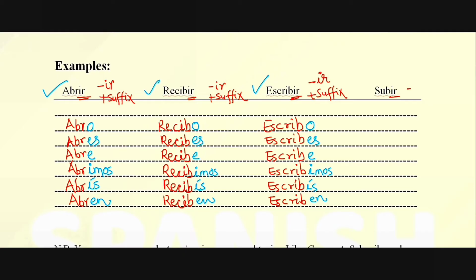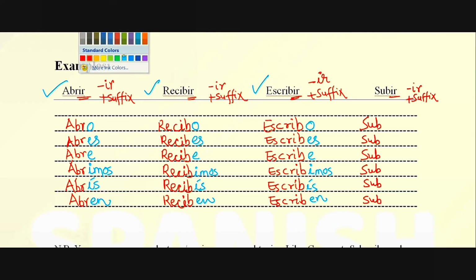Next, subir. IR ending verb, drop it, add suffixes. But before that, we have to write root word. Root word is sub. 6 times. Sub, sub, sub, sub, sub, sub. Add suffixes now. O, es, a, emos, is with accent, en. Read it. Subo, subes, sube, subimos, subís, suben.